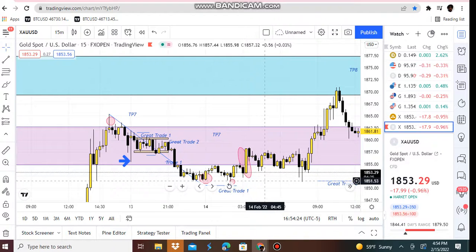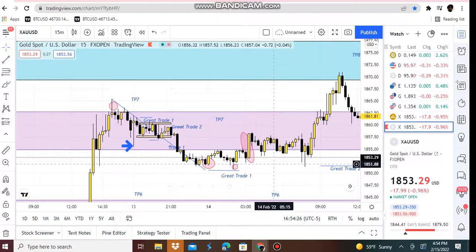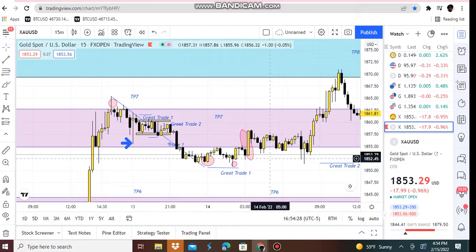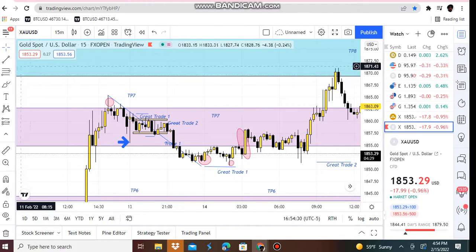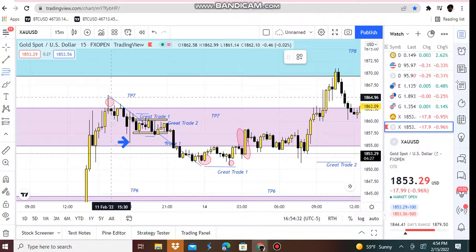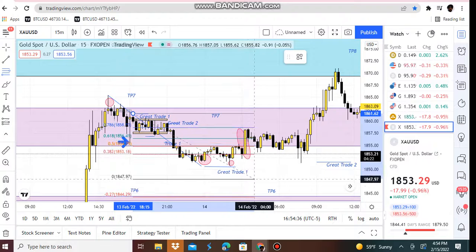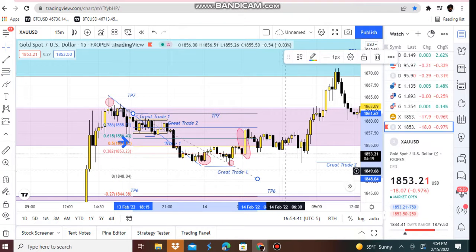You see the bullish engulfing pattern. The yellow candlestick is engulfing this black candlestick. We thought price was going down to take profit 6, as we had our Fibonacci from Great Trade 1 all the way down to take profit 6. We were trying to sell this, and price reverses.